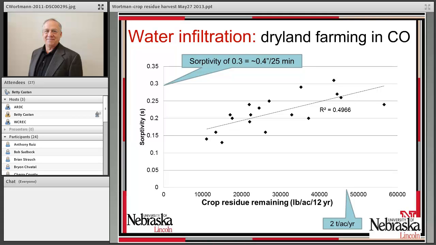Here we see the results presented in a linear manner. That is, as you increase the crop residue, infiltration improves. But if we look at this more closely, we see something of a plateau effect. That is, if we're maintaining an average of 1.5 tons per acre of crop residue out there, we don't have any more gain. So this is just suggesting, again, if we have our 2 tons per acre, we should be okay on infiltration.